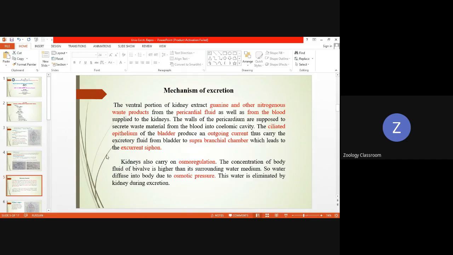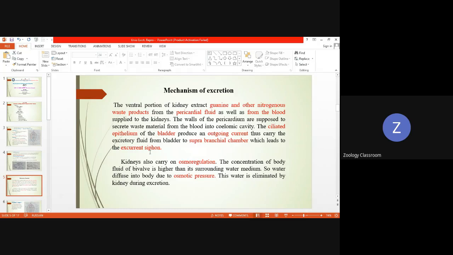The walls of the pericardium are supposed to secrete waste material from the blood into the coelomic cavity. The ciliated epithelium of the bladder produces an outgoing current, thus carrying the excretory fluid from the bladder to the suprabranchial chamber, which leads to the excurrent siphon.